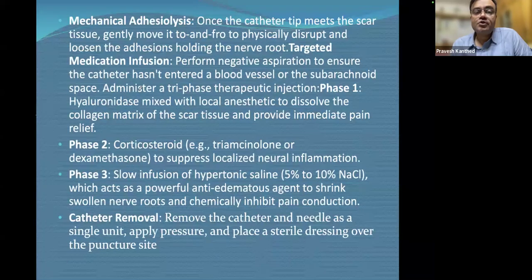Then perform negative aspiration to ensure the catheter hasn't entered a blood vessel or the subarachnoid space. Administer a tri-phase therapeutic injection. Phase 1, hyaluronic acid mixed with local anesthetic to dissolve the collagen matrix of the scar tissue and provide immediate pain relief. Phase 2, steroid to suppress the localized inflammation. And phase 3, slow infusion of hypertonic saline, 5 to 10% NaCl, which acts as a powerful anti-edema agent. It is basically hygroscopic, and it reduces the edema and shrinks the swollen nerve root. Once the procedure is done, remove the catheter and needle as a single unit, and put a dressing.